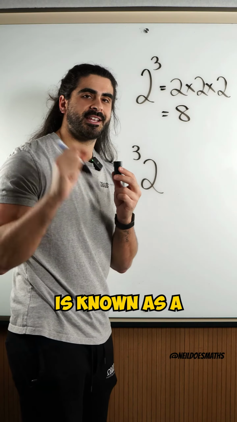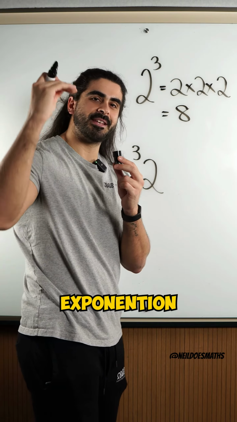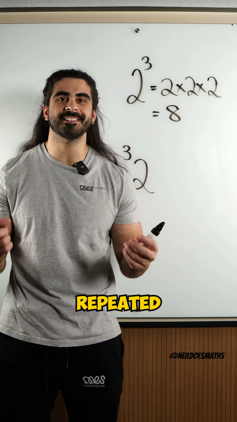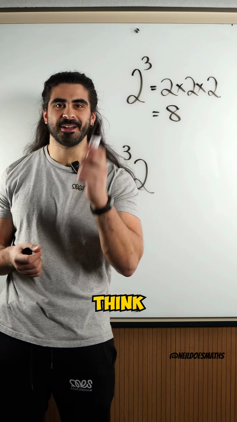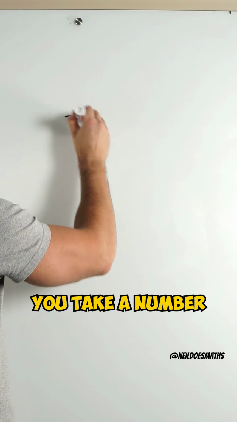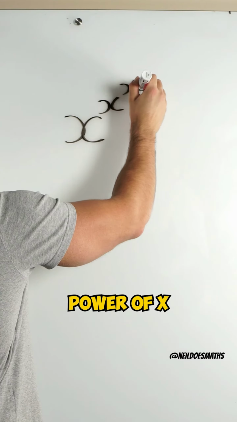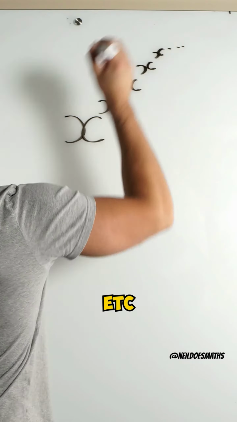This is known as a tetration, which means repeated exponentiation. Repeated exponentiation. Think power towers. Here is an example of a power tower. You take a number x, raise it to a power x, raise it to the power of x, raise it to the power of x, etc.